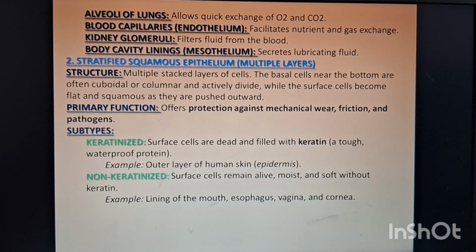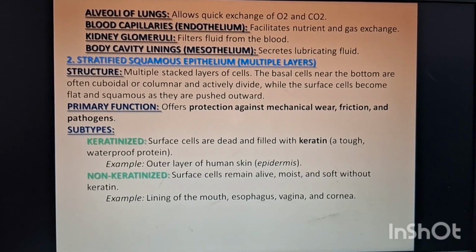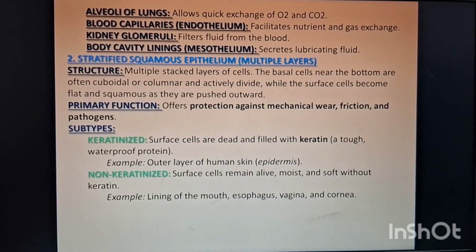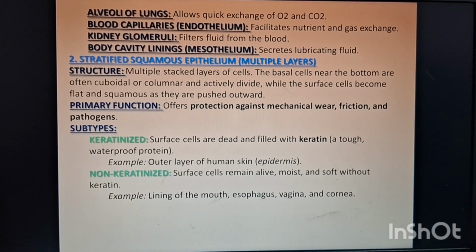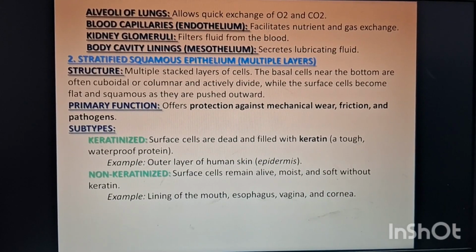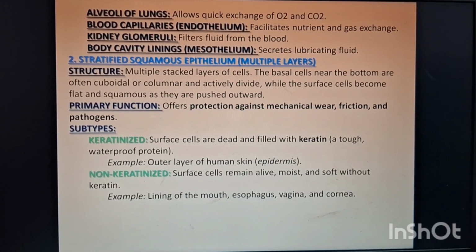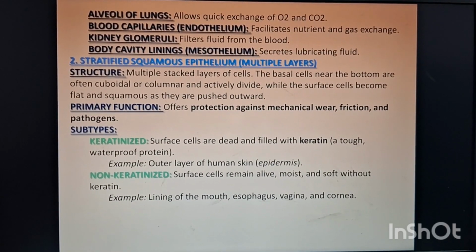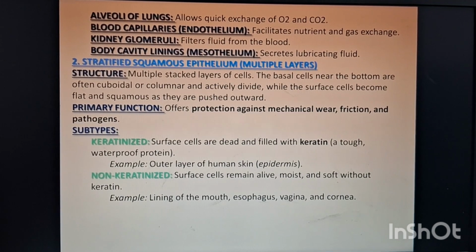Subtypes: keratinized. Surface cells are dead and filled with keratin, a tough waterproof protein. Example, outer layer of human skin, epidermis. Next, non-keratinized. Surface cells remain alive, moist and soft without keratin. Example, lining of the mouth, esophagus, vagina and cornea.